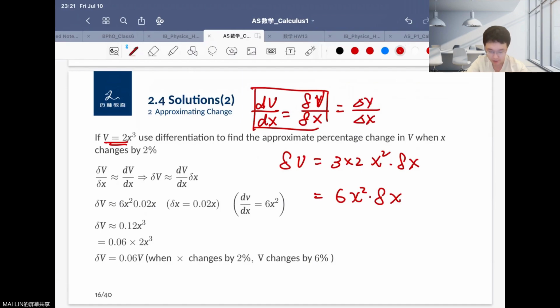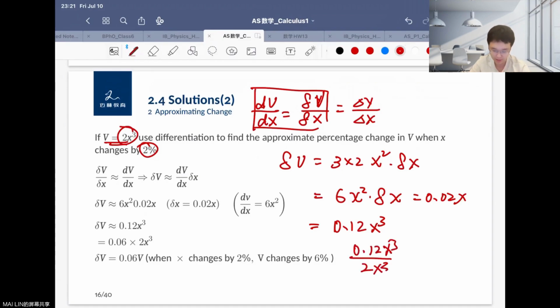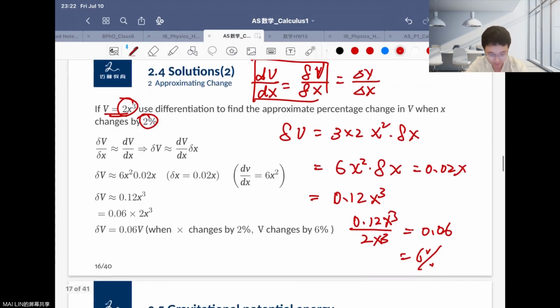So for here, we already have this. So we said that x changes by 2%. We can say delta x equals 0.02x, right? So the change in V equals 0.12x cubed. Okay, that is it. And we already have the 2x cubed, right? So we can say that the differentiation here is 0.12x cubed over 2x cubed. That is 0.06 or 6%. So we can say that V changes by 6%. Okay, that is for this problem.